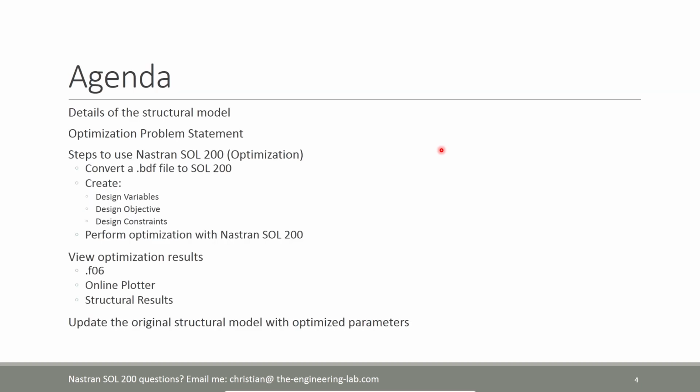There are some design constraints I will get to in a moment, but first let me discuss what we will cover. We are going to talk about the optimization problem statement. I'll give you more details on what we are varying, what we are maximizing or minimizing, and what the design constraints are. More importantly, I'll show you each step you need to take for Nastran Solution 200. After that, I'll perform the optimization. I'll give you some guidance on how to view the results, and then at the end, we'll optimize the original finite element model with optimized structural dimensions.